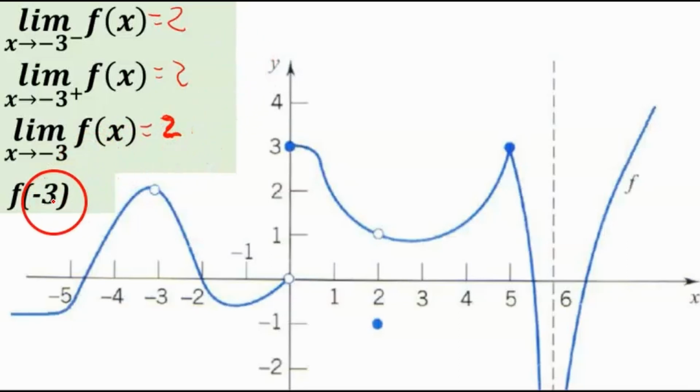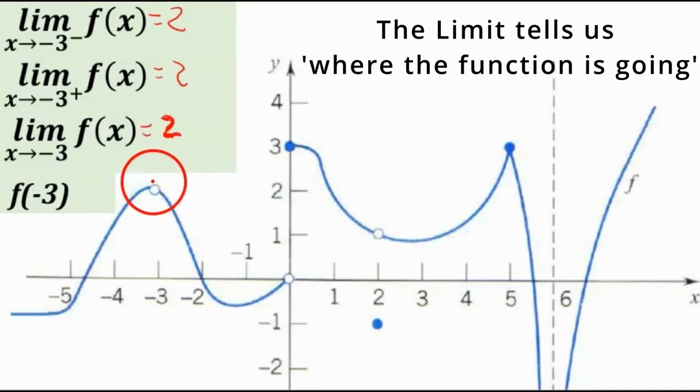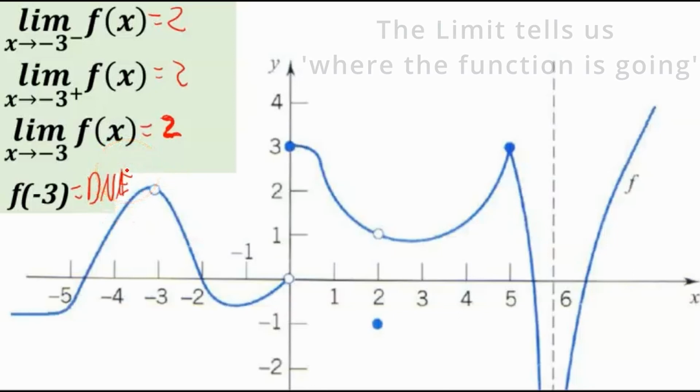And what's the value of the function at -3? Well, if you plug in -3 for x, the function doesn't exist. See, there's a big hole here. So even though the limit exists, the limit tells us where the function is approaching. What value is it approaching? But it doesn't actually exist on that value itself. They're both headed to the value of 2, but if you plug in -3 for x, the function does not exist, DNE.